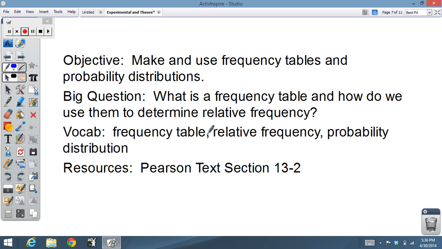All right, section 13.2, we're just going to take this a little bit of a step farther and talk about how we use frequency tables, where we actually, this is referring to experimental probability, but we're actually going to use tables of data and then use that information to make predictions about what's going to happen or determine the probability of a certain event based on actual tables of data. All right, so I'm going to show you some frequency tables. We'll talk about relative frequency, and we'll talk about the probability distribution.